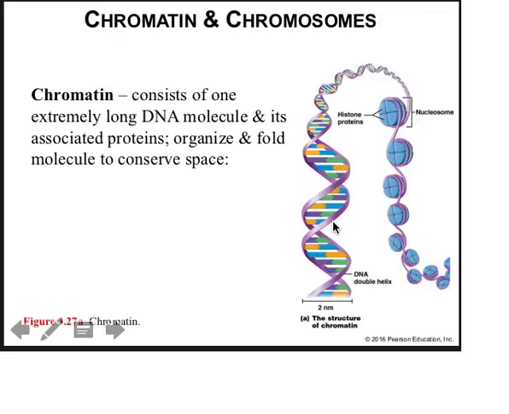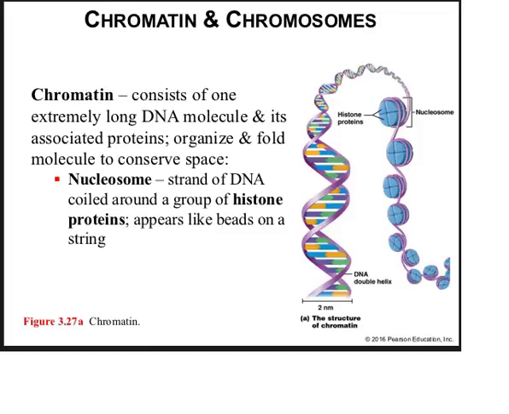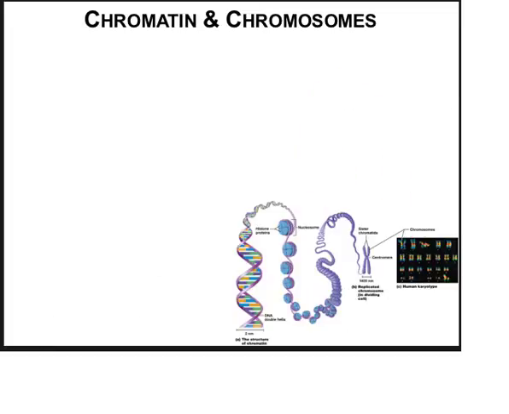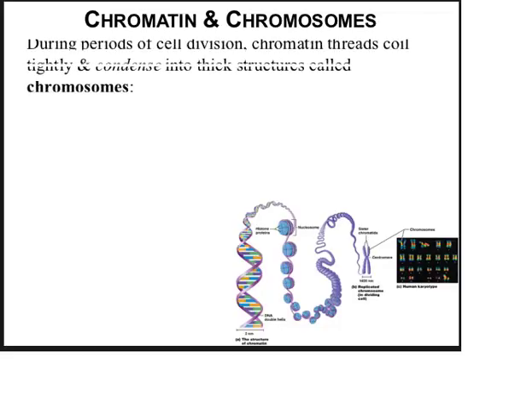Chromatin consists of one extremely long DNA molecule and its associated proteins. These organize and fold the molecule to conserve space but also to protect the information. A nucleosome is defined as a strand of DNA coiled around a group of histone proteins and appears like beads on a string, and it reduces the length of the strand by approximately 1/3. But as we'll see, there are further layers of condensation that reduce the volume of DNA and protect the information.